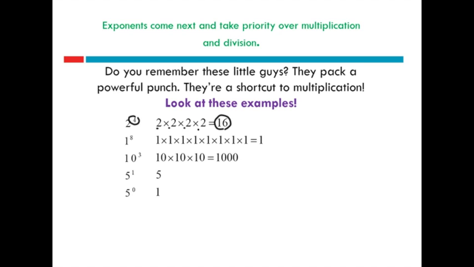Another special case would be the base of 1. When you raise that to the 8th power, 1 times 1 times 1, 8 of these multiplied together will still give you the 1. Other special cases, this one right here. If a number doesn't have an exponent, certainly you're going to assign the exponent of 1. 5 to the 1 is equal to 5. Another special case, any number raised to the exponent of 0, the result is 1.